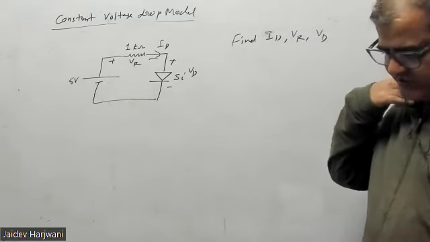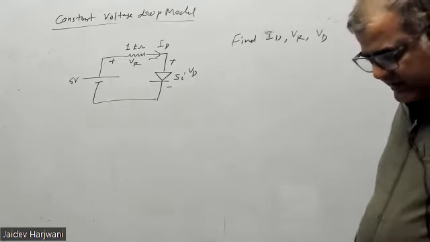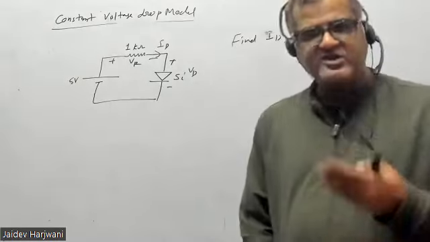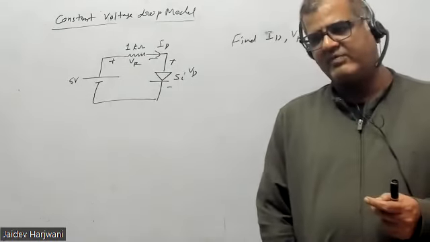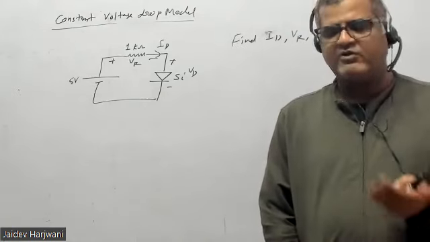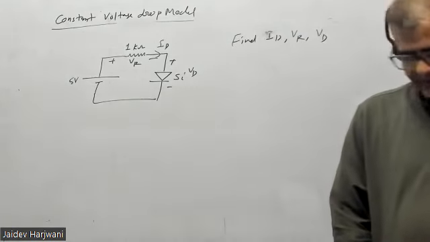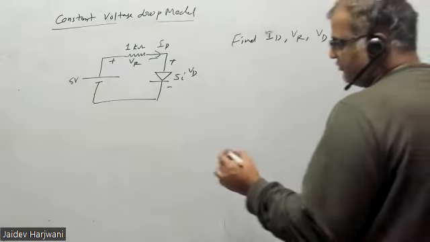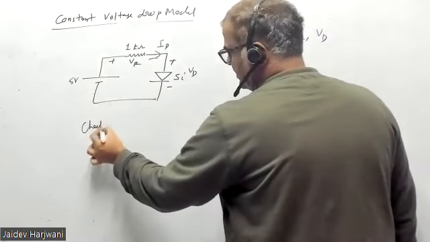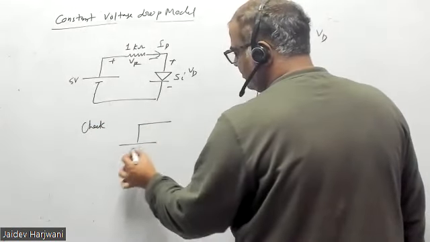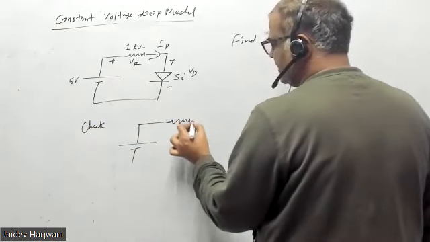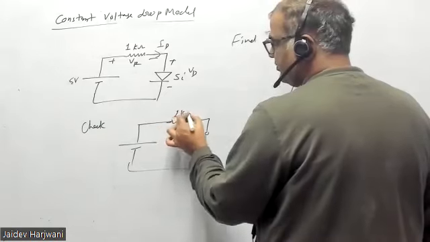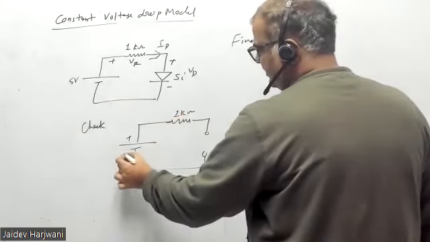First of all, you have to see whether it is forward bias or reverse bias, and whether the voltage across the diode is sufficient to make it forward biased, that is, greater than or equal to 0.7 volt. First, you have to check. For checking, you make the diode open, with the 1 kilo ohm and the 5 volt.